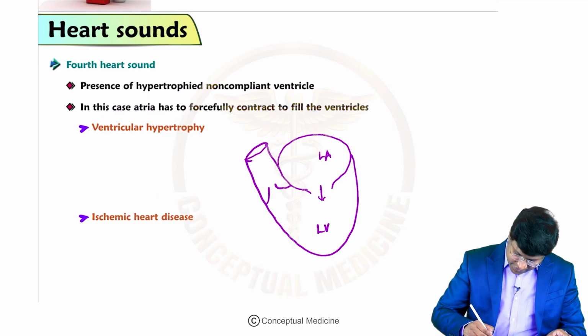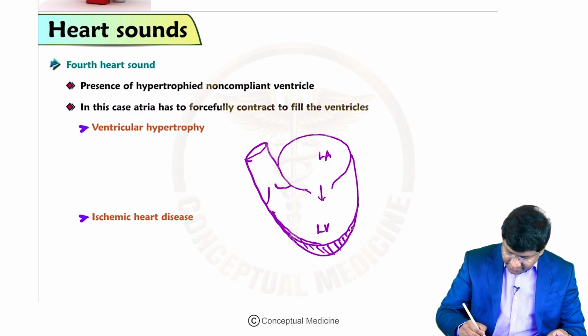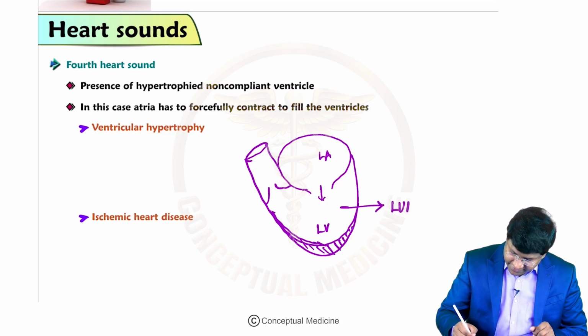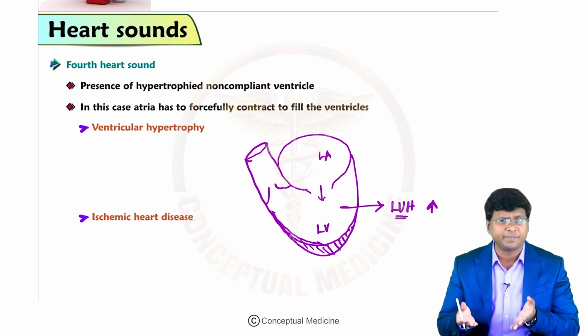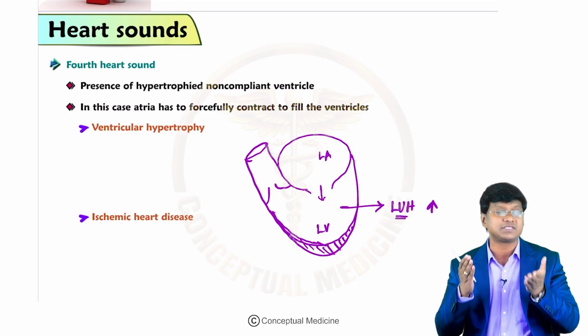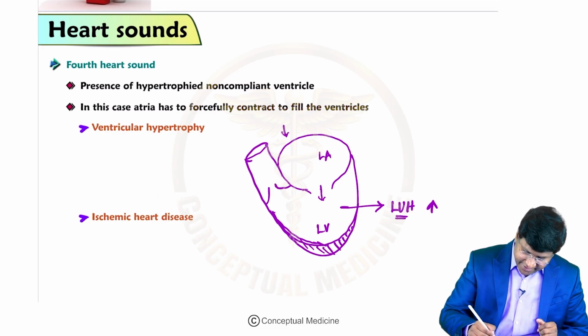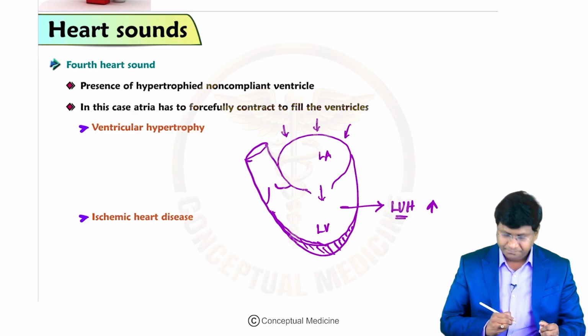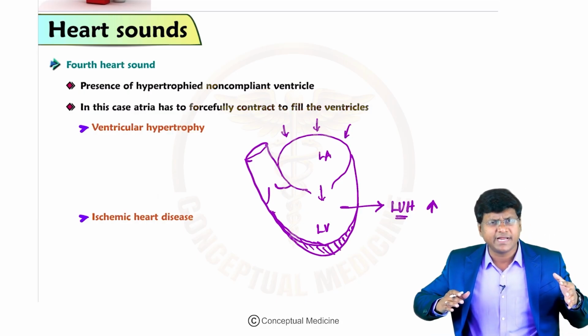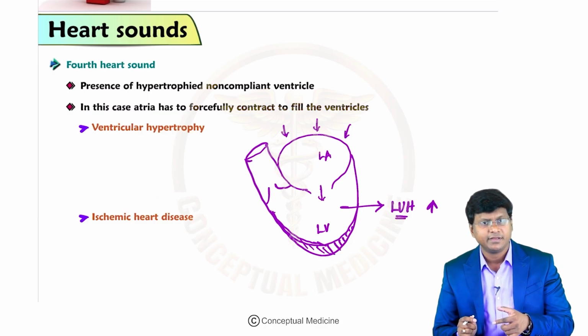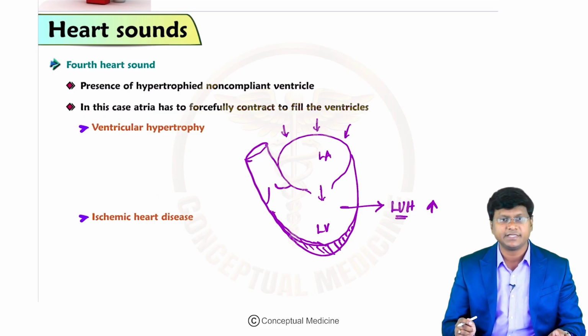Suppose there is left ventricular hypertrophy. When there is left ventricular hypertrophy, what will happen to the pressure in the left ventricle? The pressure in the left ventricle grossly increases. So the left atrium has to contract very strongly. Understood? When the left atrium contracts strongly, that is the point when you will hear the fourth heart sound.